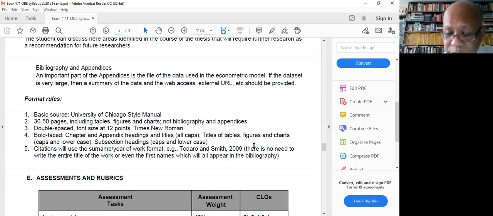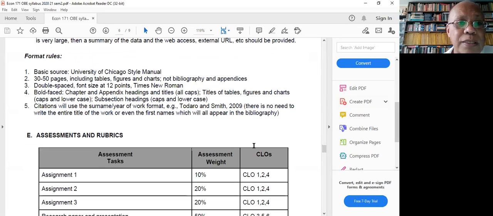Again, format rules. The basic source for format is the University of Chicago Style Manual, which is available online. So you can check there how to cite sources, how to present bibliographies. Okay. So it's 30 to 50 pages, including tables, figures, and charts. The 30 to 50 pages do not include the bibliography and the appendices.